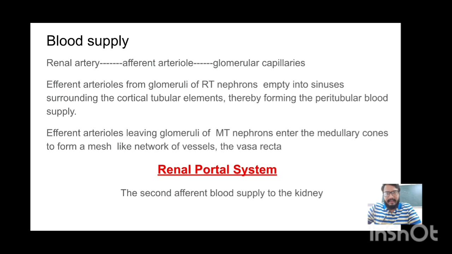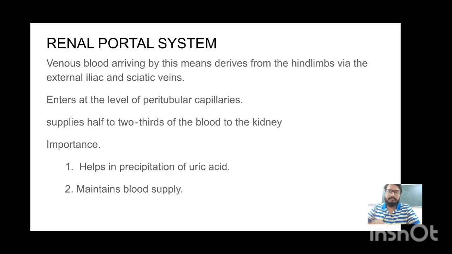But the most striking feature in case of avian blood supply is the presence of the renal portal system, which is absent in mammals. So the renal portal system is a second afferent blood supply to the kidney other than the renal artery. The blood that is coming from the renal artery, there is an additional blood supply to the kidneys which is referred to as the renal portal system.